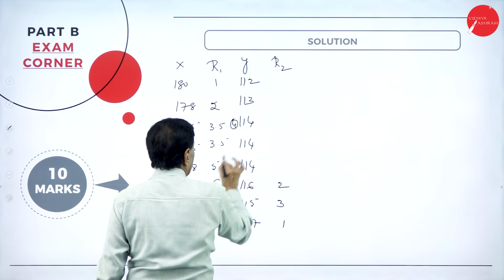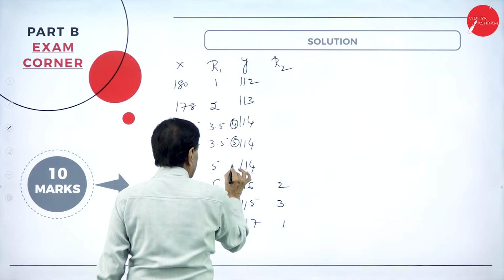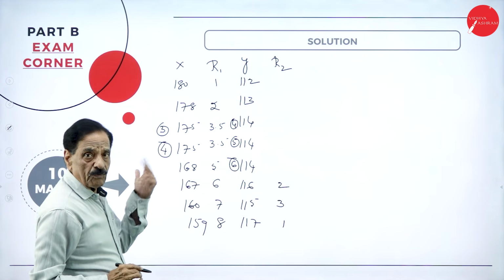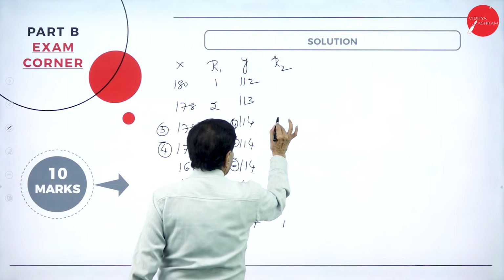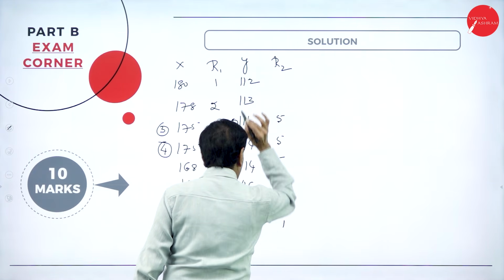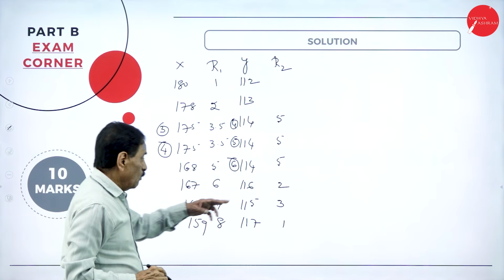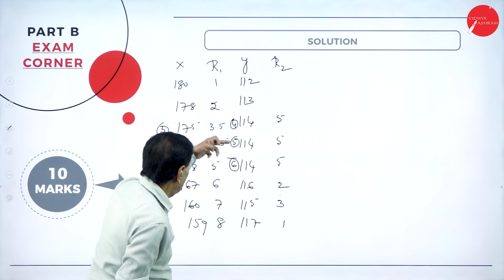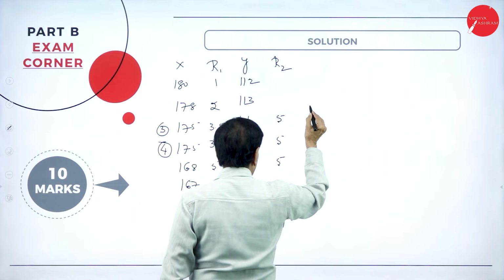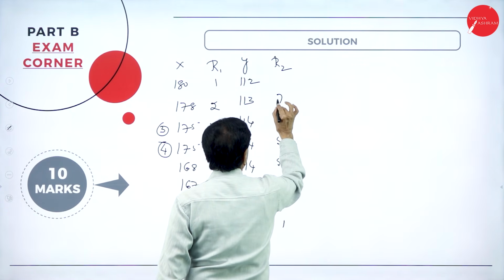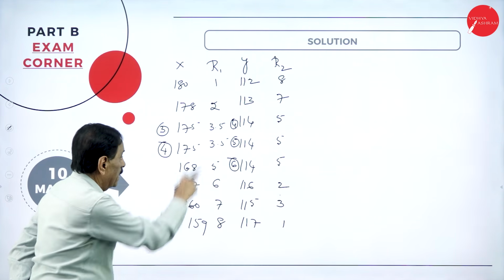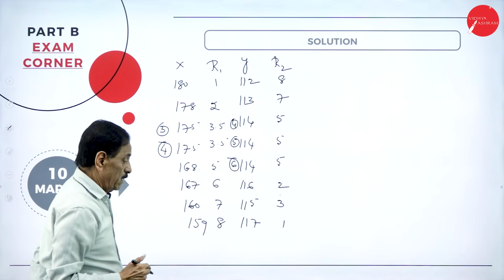4, 5, 6. Add 3: 6 plus 5, 11 plus 4, 15 divided by 3. This is 5, this is 5, this is 5. So 1, 2, 3, 4, 5, 6 over. What is the next highest? 113 is the 7th rank, then the 8th rank. This way you have to do it. Here 3 times, here 2 times.